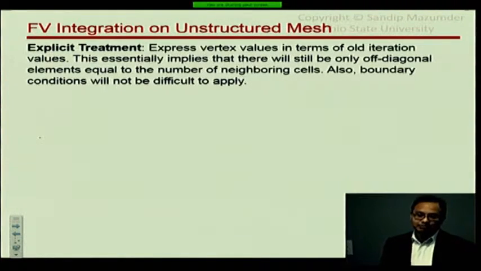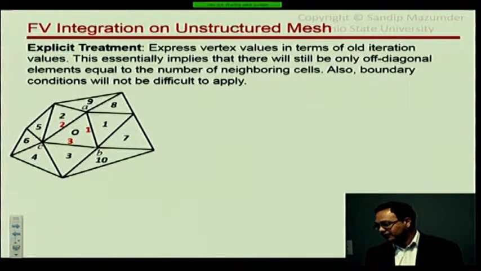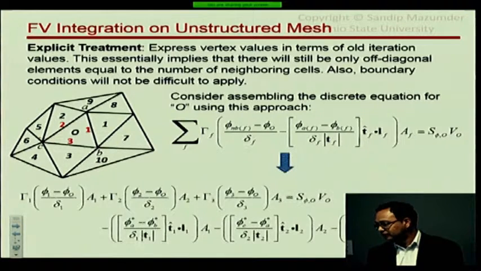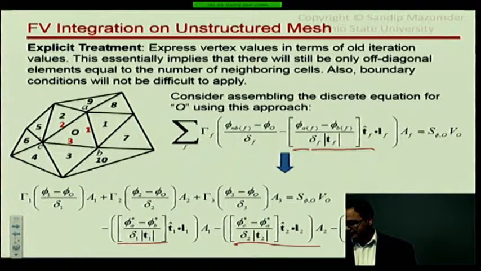So very rarely people actually do implicit treatment for the tangential flux. Typically what they do is explicit treatment, and what that means is you express the vertex values in terms of old iteration values, because you know that I'm ultimately going to solve the system of equations using an iterative solver anyway. Okay, so why not just use old values there? And if you do that, then basically this is what happens. This term here, for example, you have these 3 terms arising out of that, phi a, b, and c, but they are at old iteration values.